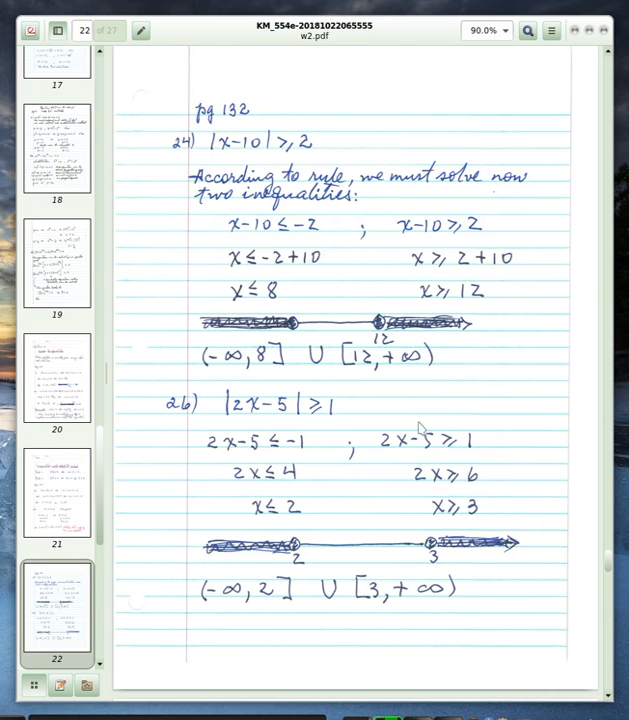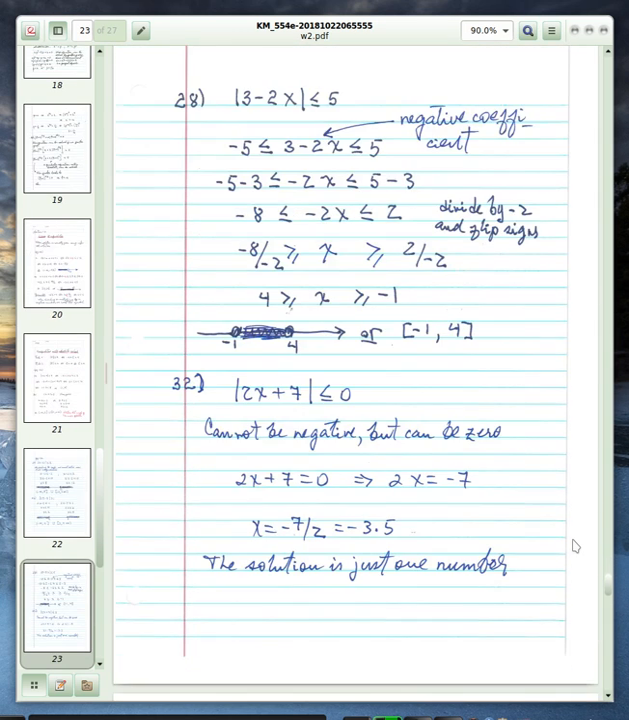So verify the steps. Everything is written in detail, and make sure you understand it. Pause the video and verify that you get exactly the same. So we continue.